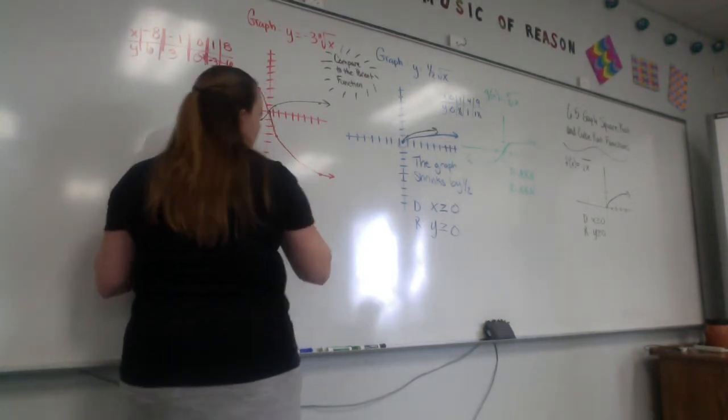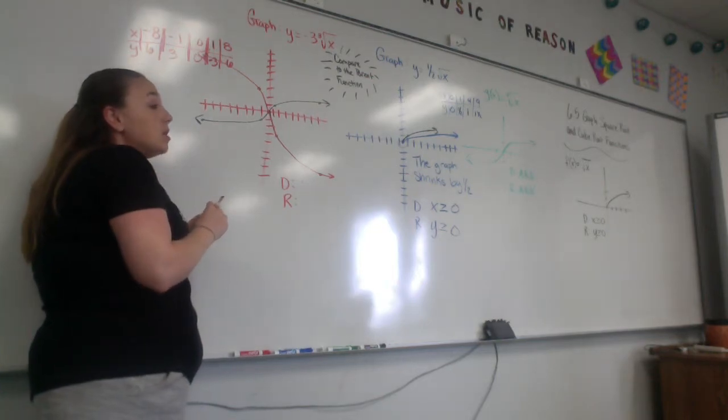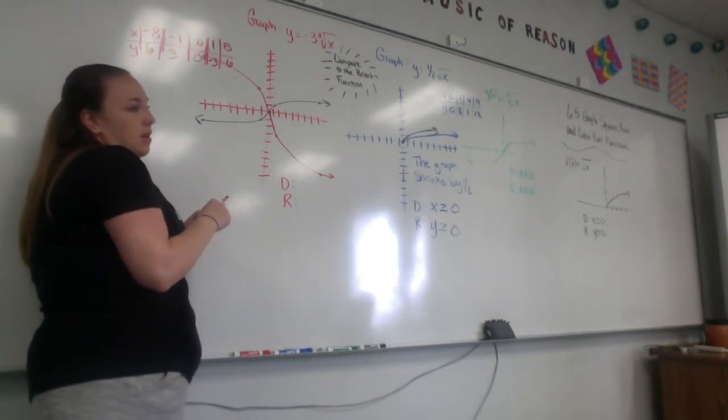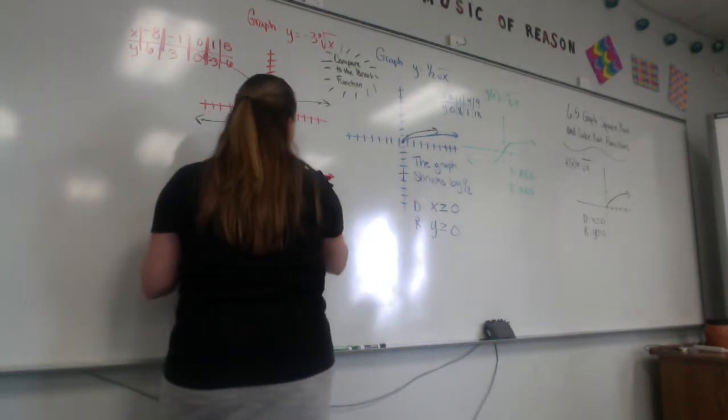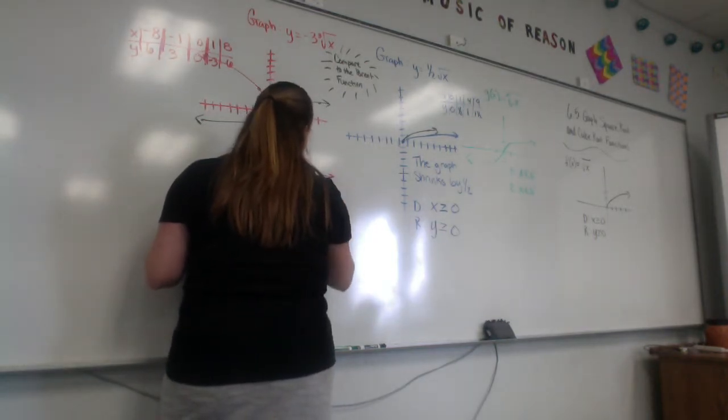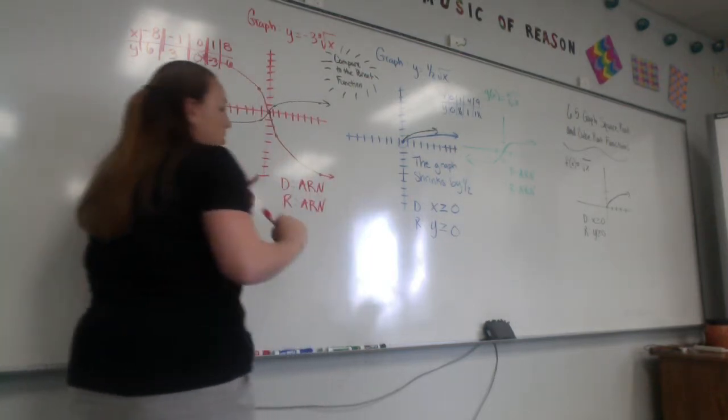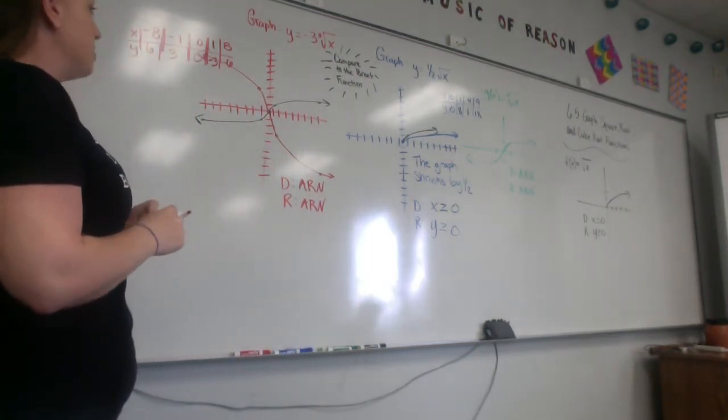What did I say domain and range is always on a cube root function? All real numbers. You shouldn't even have to think. This should just be easy. All real numbers, all real numbers. Always, always, always all real numbers for both.